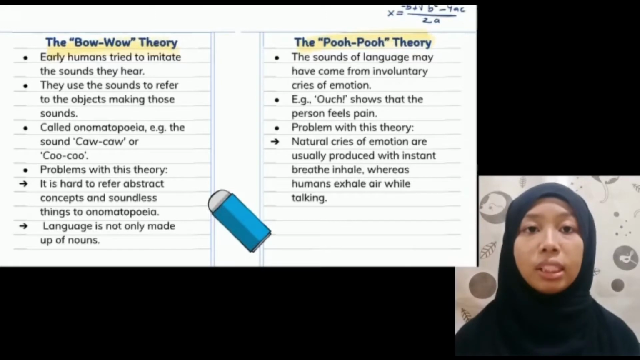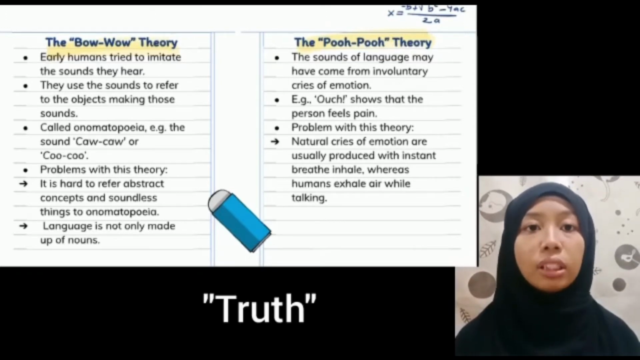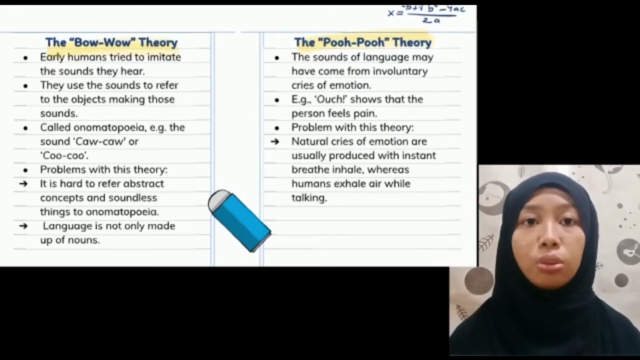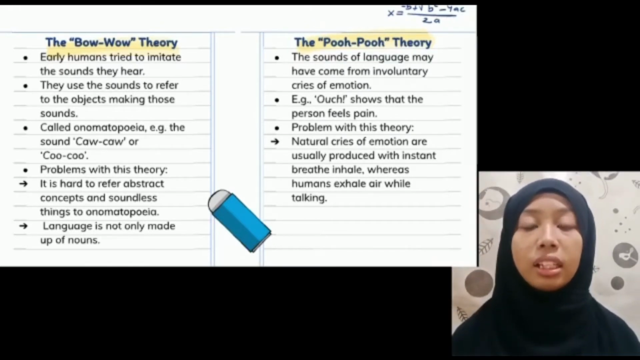The first problem is that it is hard to refer abstract concepts, for example truth, and soundless things, for example leaf, to onomatopoeia, as onomatopoeia only refers to natural sound. The second problem is that language is not only made up of nouns. However, this theory shows us a view that language is only made up of nouns.